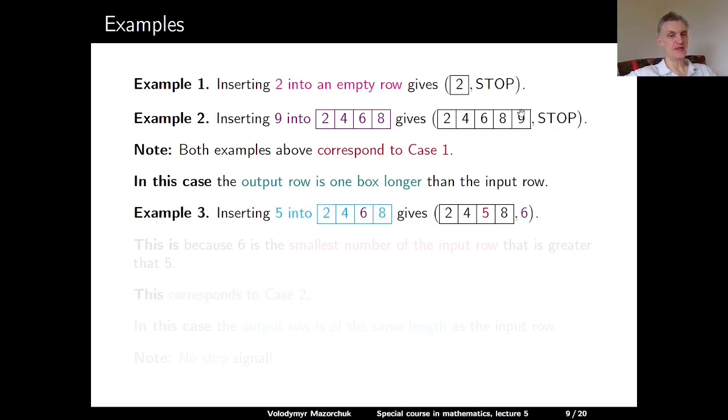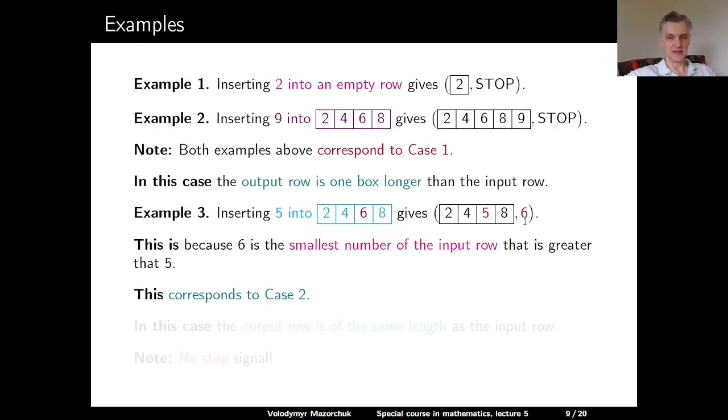Example 3: if we insert 5 into 2, 4, 6, 8, then we know that 5 is smaller than 8, and then we find the smallest element in our row which is still greater than 5, and that's 6. So 5 bumps 6 out of the row. We get a new row 2, 4, 5, 8, and 6 is bumped. That's a new element which is carried over to the next step. So 6 is the smallest number in the input row that is greater than 5. And this is how case 2 of the algorithm works.